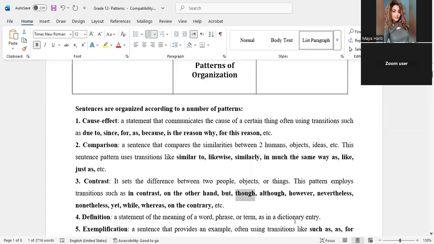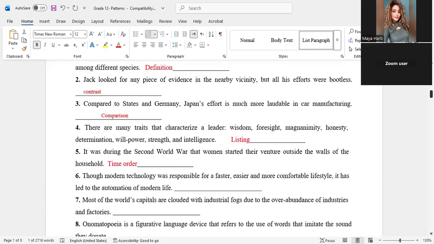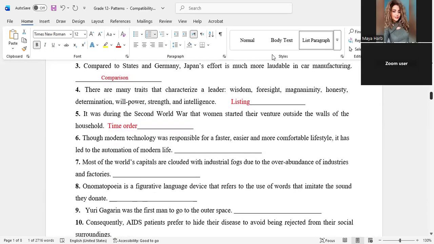Though. Contrast. Contrast means you're showing the difference. Although modern technology was very effective, at the same time it has led to the automation of modern life. It means it made our lives more machine-based. So today we depend more on machines. So, though modern technology was very helpful, at the same time it made us more dependent on machines. So, this is contrast.